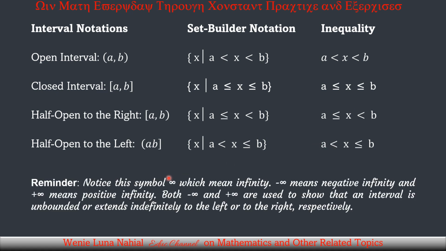Then we have also this reminder. Notice the symbol is this. This is infinity. And if it has a sign like this, it means negative infinity. And if it has a sign like this, that means positive infinity. Both negative infinity and positive infinity are used to show that an interval is unbounded or extends indefinitely to the left or to the right. So that's the use of the symbol.